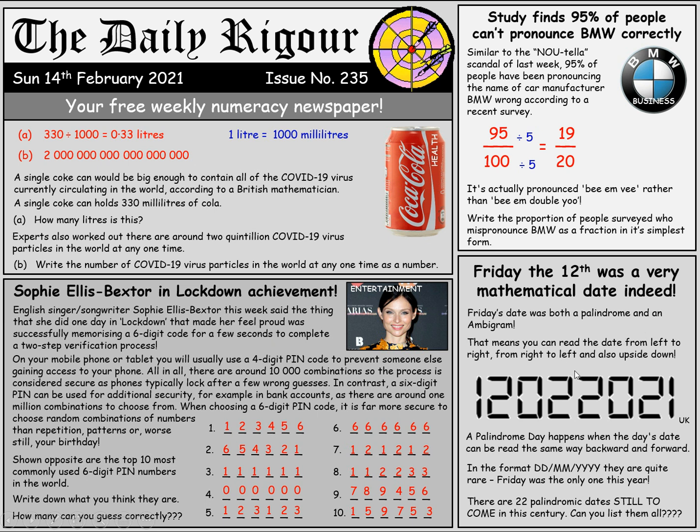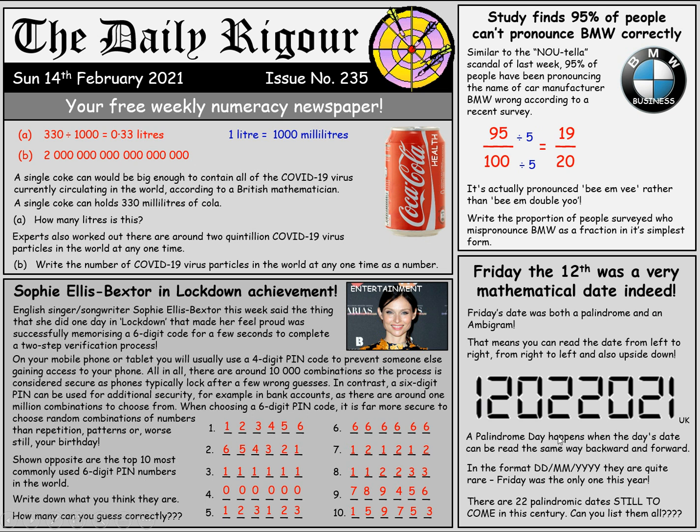So moving on to our last story. So Friday, it was a very mathematical day. So it was both a palindrome and an ambigram, so it could be read forwards the same as backwards, and it could also be read upside down. So a palindrome day is where you can read the date forward and backwards. But in our format in Britain, DDMMYYYY, they are quite rare.